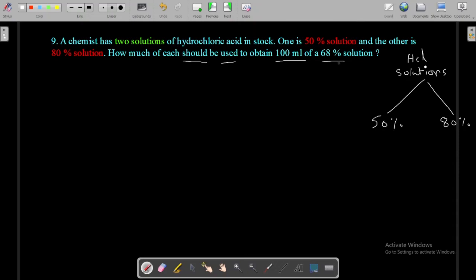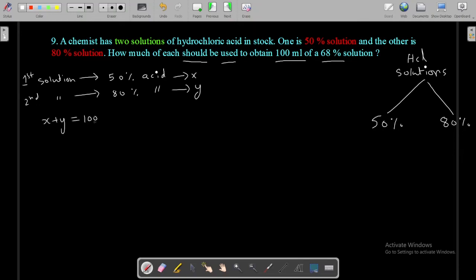So first of all, we will take the solutions. Our first solution is 50% acid. The second solution, it contains 80% acid. So if we are adding both the solutions, let us take this as x and this as y. If I am adding x plus y, I will be getting 100. Why? Because according to the problem, this 100. So I will be getting 100. So this is my first equation.